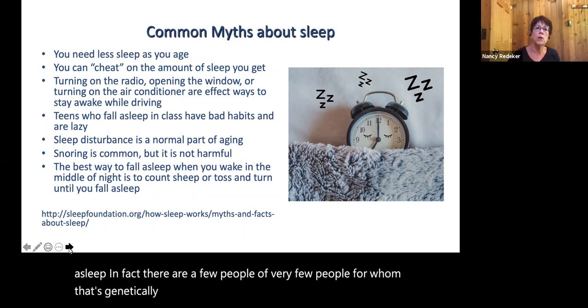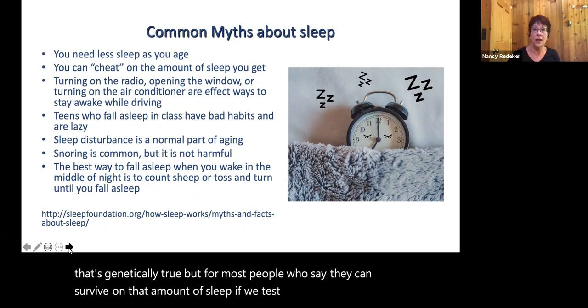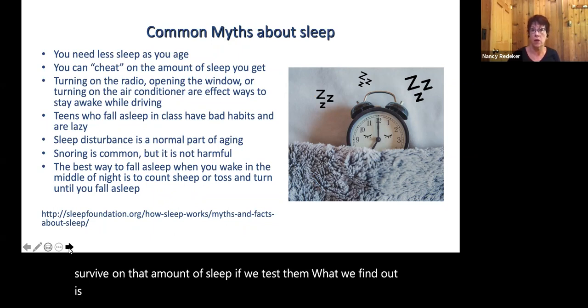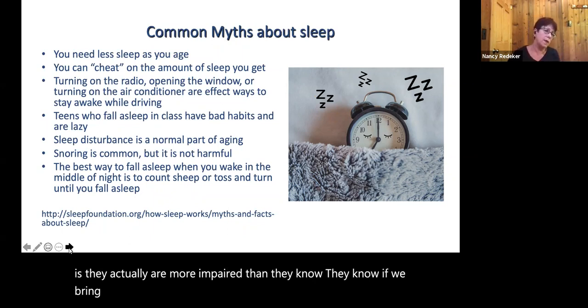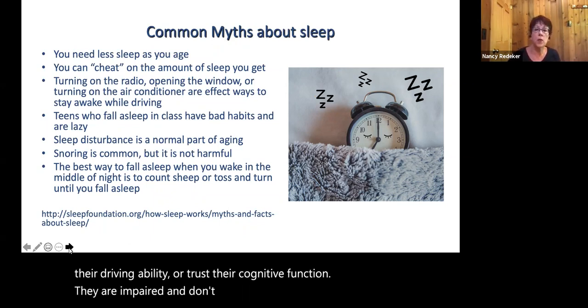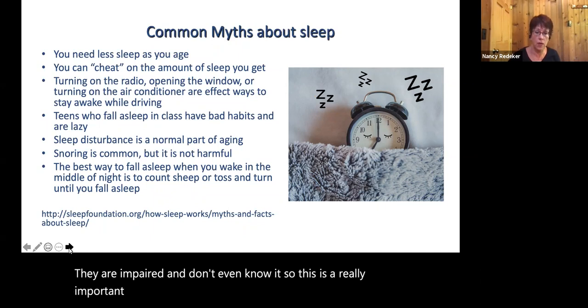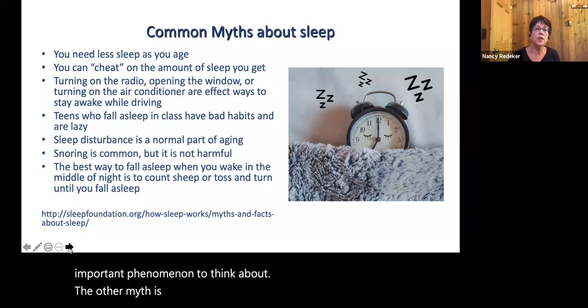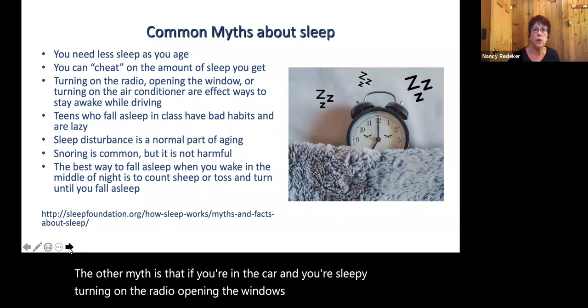But for most people who say they can survive on that amount of sleep, if we test them, what we find out is they actually are more impaired than they know. If we bring them in, for example, and do experimental work and test their driving ability or their cognitive function, they are impaired and don't even know it. So this is a really important phenomenon to think about. The other myth is that if you're in the car and you're sleepy, turning on the radio or opening the windows are effective ways to stay awake.